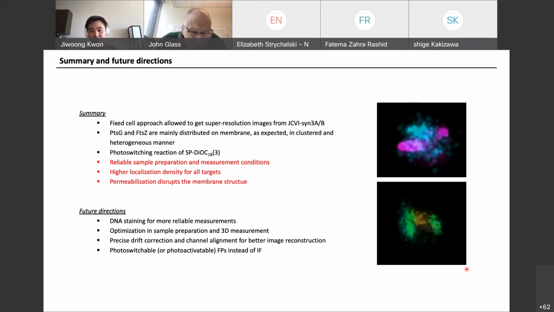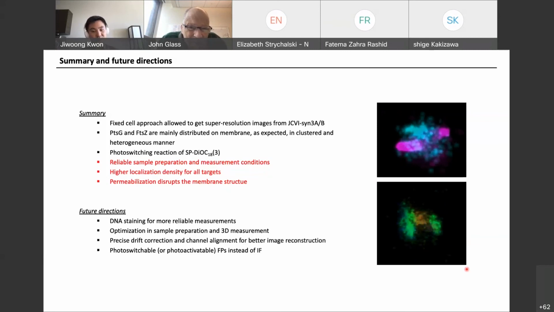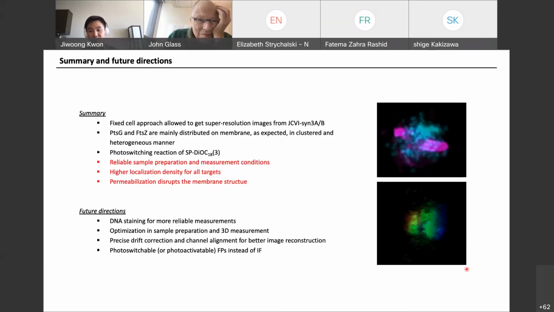One of the best ways could be the introduction of photoswitchable or photoactivatable fluorescent proteins instead of the current tagging. It will allow direct single molecule localization imaging from those fluorescent proteins without the permeabilization step and even in live cells.